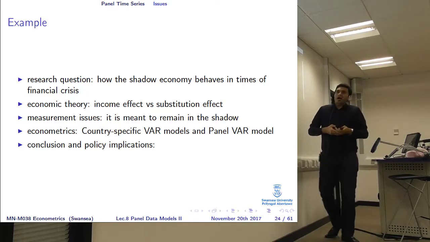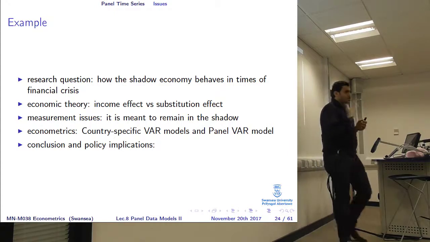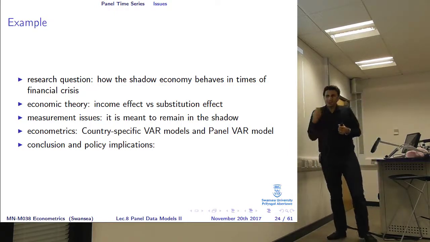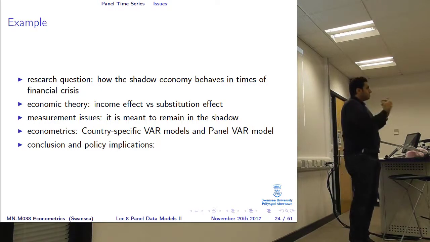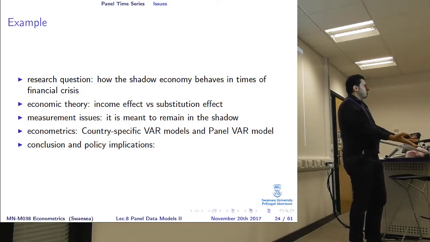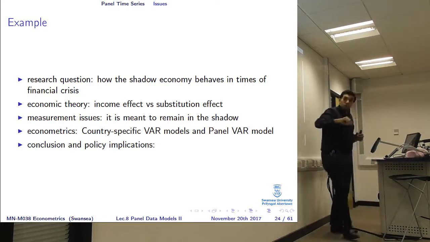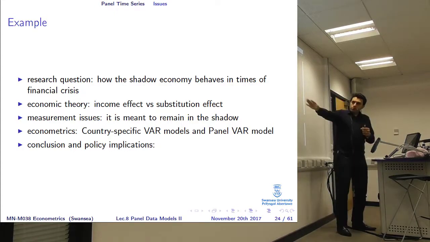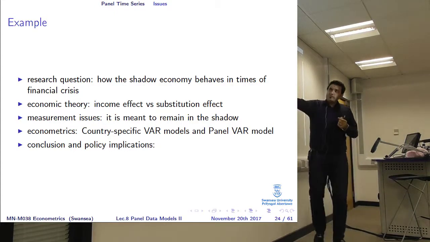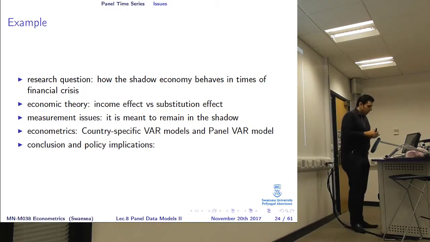So as I said, our main challenge here is the measurement issue. How would we measure the shadow economy? How would we measure something that is meant to remain in the shadow? Something that we shouldn't be able to see, because there are no records of the shadow economy or any activities taking place in it. So that was one of the challenges, and that's what we're trying to do today: how to measure the shadow economy. Then, once we get estimates of the shadow economy, we'll be able to measure the impact of financial crisis on the shadow economy.